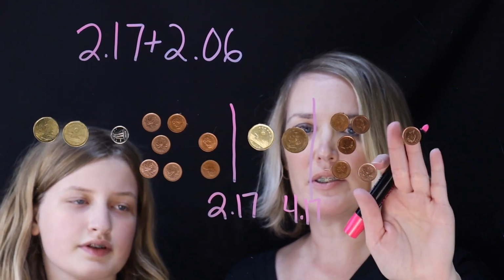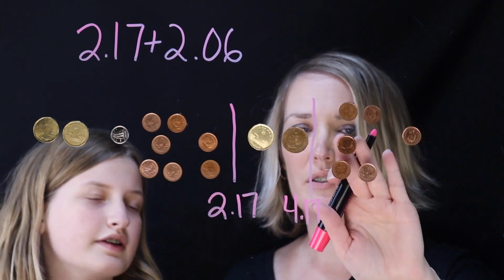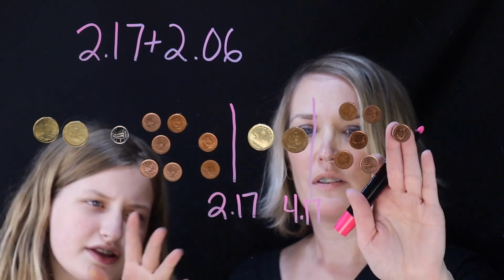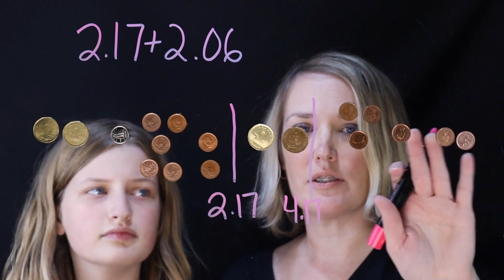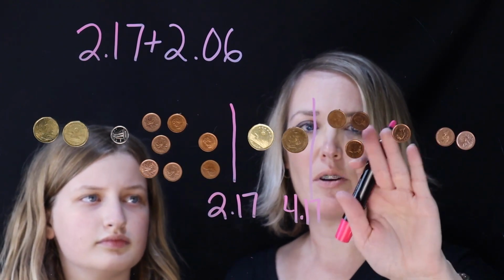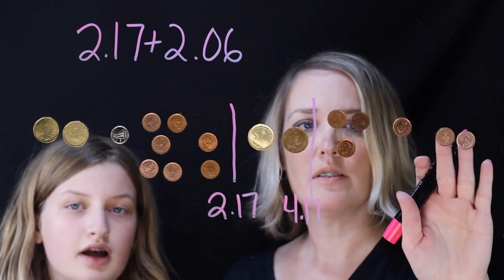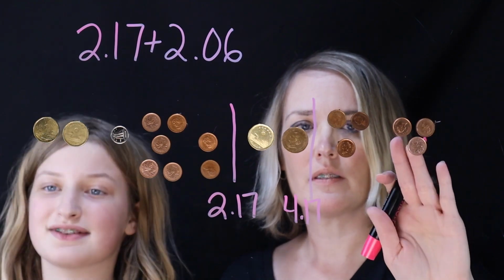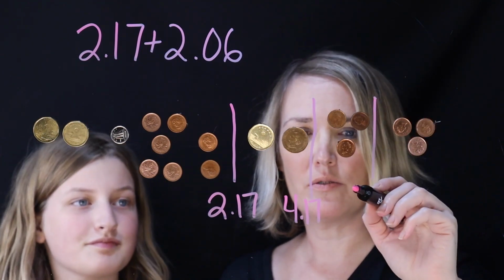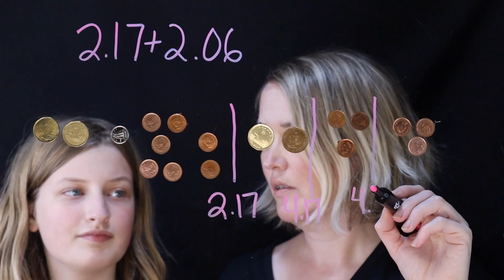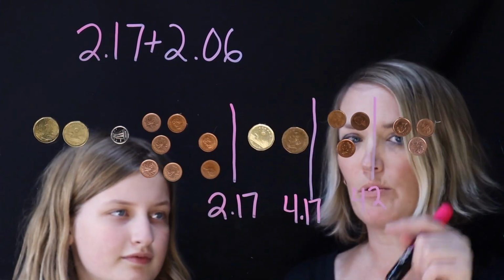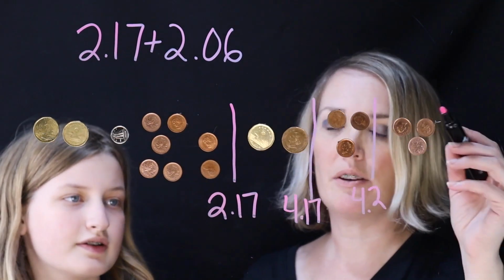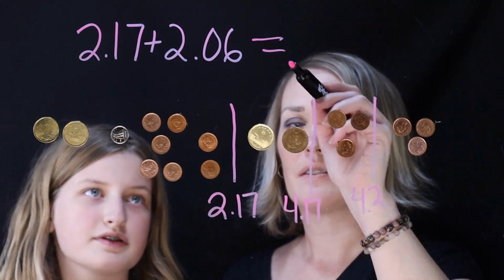Okay, so $4.17. And then we have this 6 cents left. What do you want to do with it? First, I'm going to add 3 cents. Okay, so you're going to add just this. And why are you doing that, Anna? Because it just gives me a nice friendly number. Okay, so $4 and 20 cents. Okay, and then we add 3 more cents. So how much do we have in total then? $4.23.